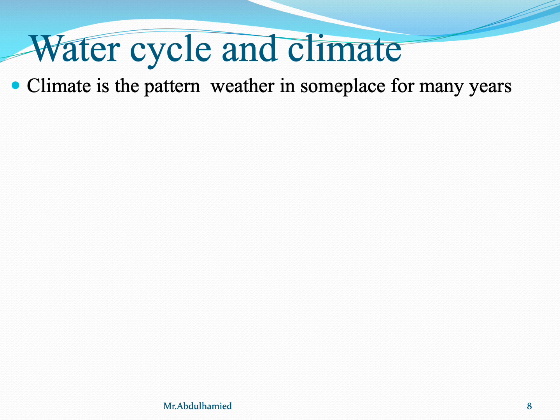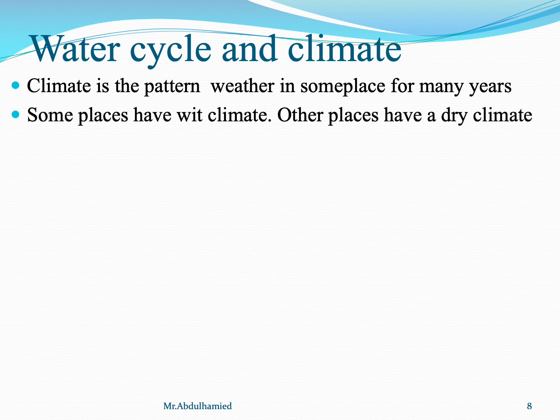But climate is something more general. When you are talking about the weather in general in a place, is it rainy all year? Is it dry? Is it wet? This is about the climate. That is the difference between climate and weather. Some places have wet climates. Other places have dry climates, like the deserts. We can say deserts have dry climates.